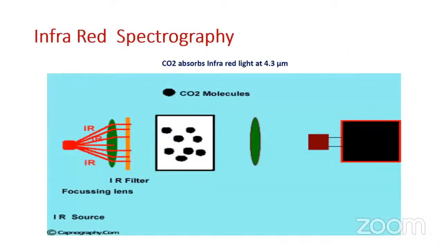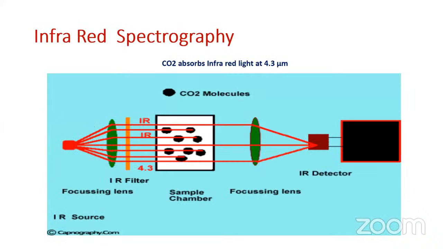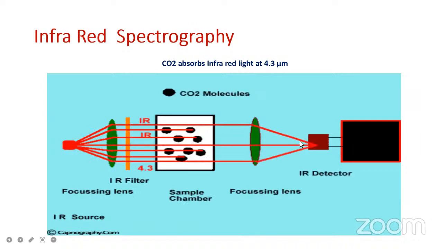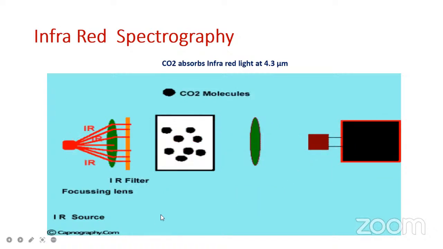So this is just a diagram which I got from YouTube. This is when the carbon dioxide infrared rays are passed, because of the carbon dioxide molecules, it absorbs, and less of the infrared rays are detected here in the detector. So that shows the level of the carbon dioxide within the sample.